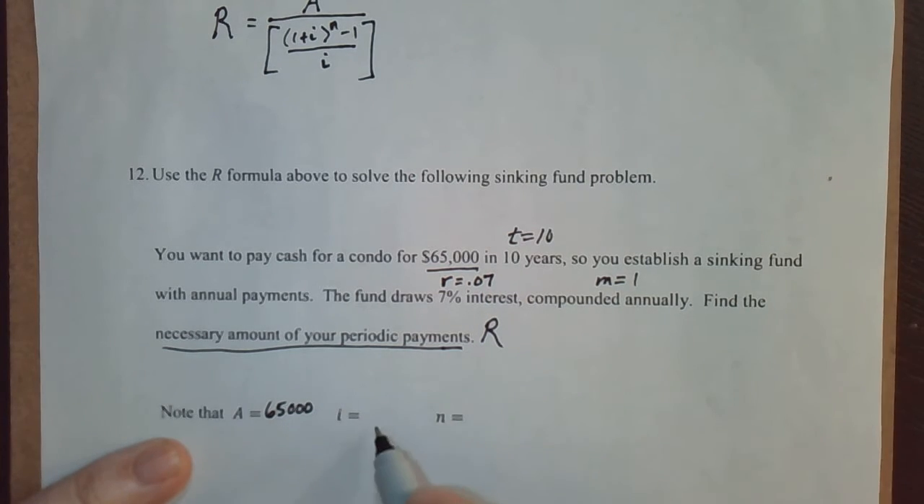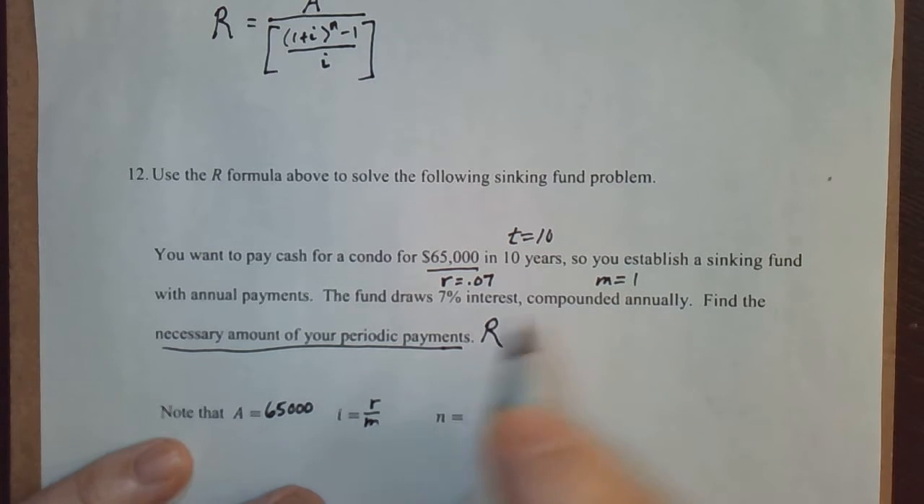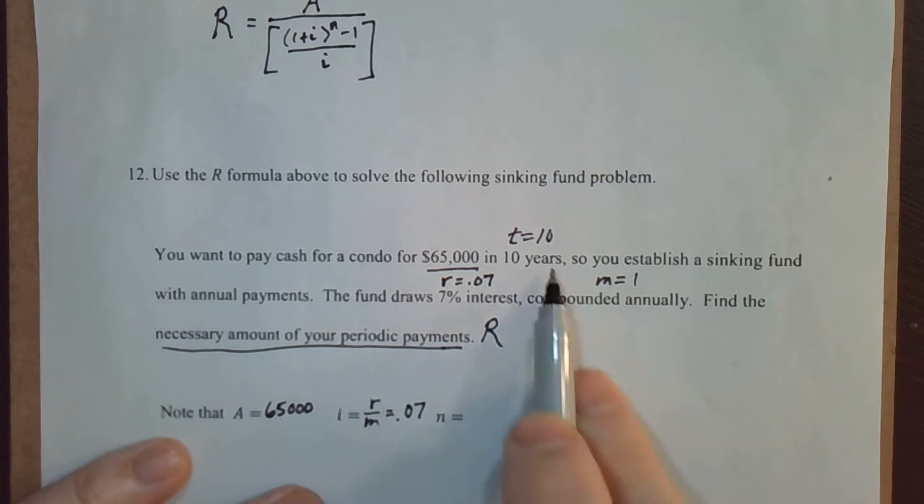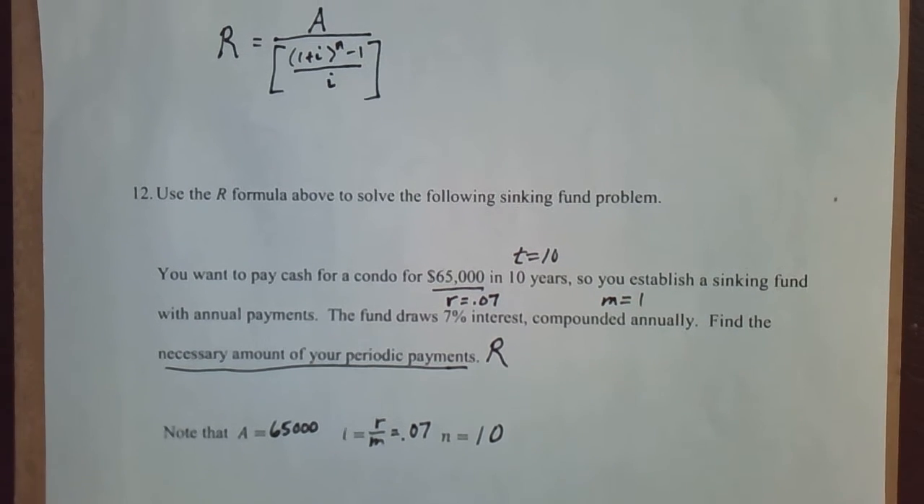And in fact, I is equal to 0.07 because I is the rate over the number of periods per year, but it's annually, so there's only one period per year. So that is going to be 0.07. N is the number of times it's going to get compounded, and that's going to be compounded once per year for 10 years, so N is 10. So all we need to do is plug this into the formula above and find out what R is.